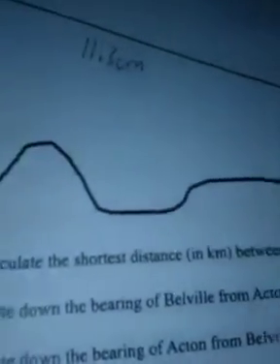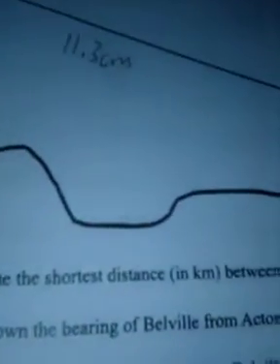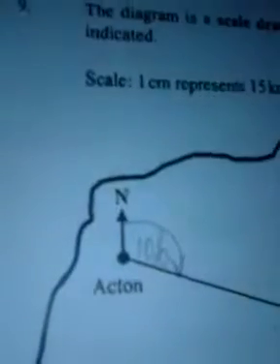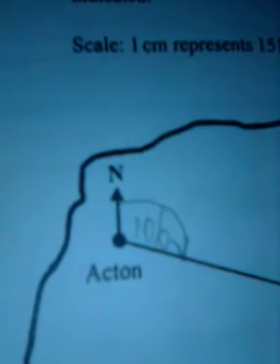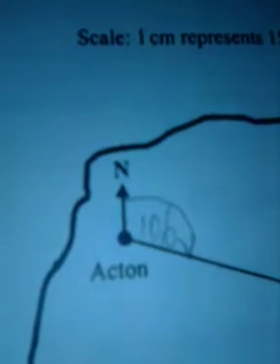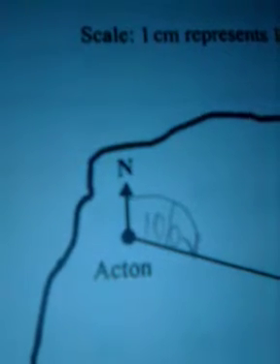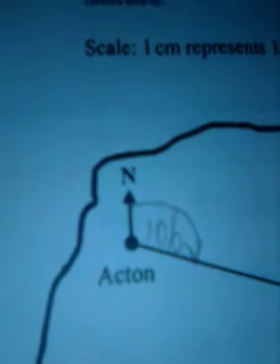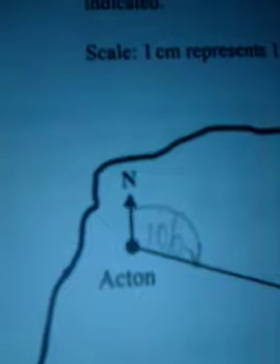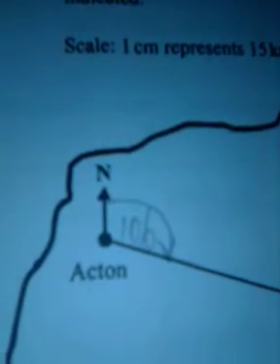Now, part B, write down the bearing of Belleville from Acton. So from Acton, I measured with my protractor, and I came up with 106. Please remember bearings are always measured from the north line clockwise and written as a 3-digit number. So this is my bearing, 106 degrees.